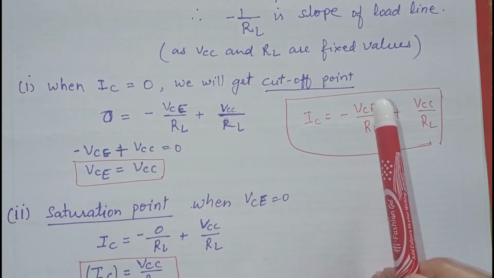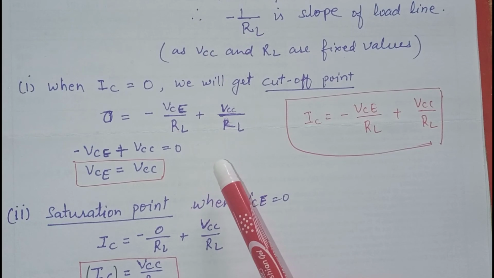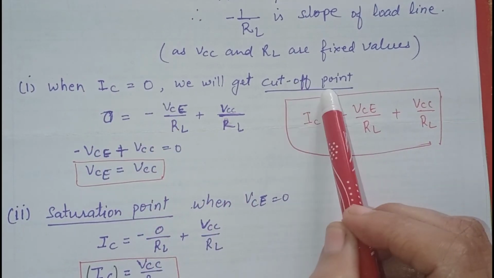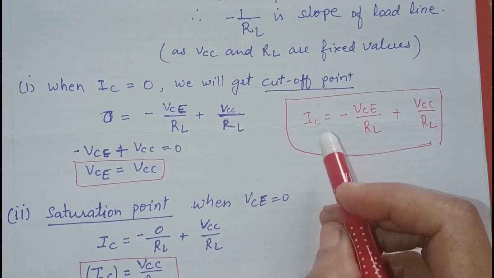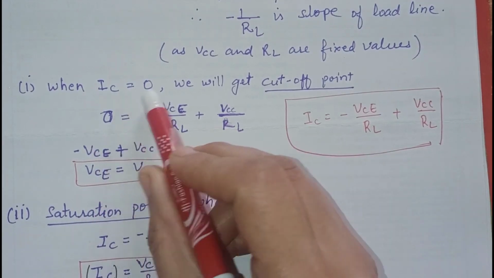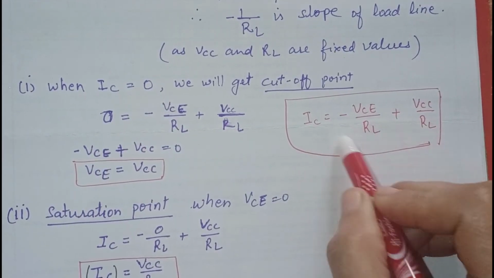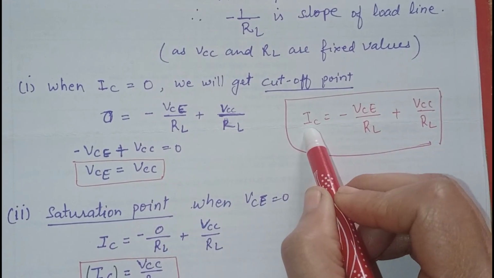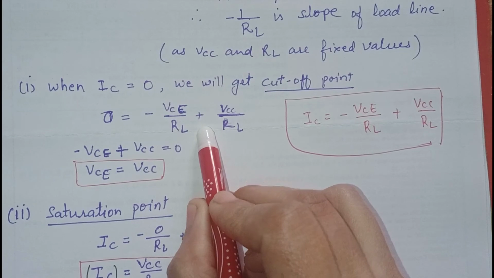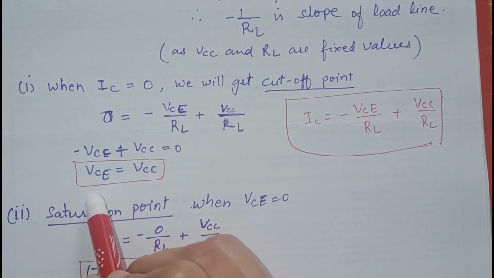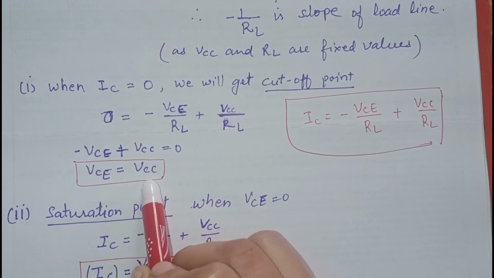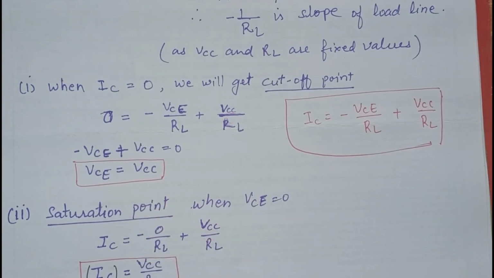Now we will find the saturation point and the cutoff point. When IC equals 0, we get the cutoff point. This is the equation of the DC load line. When we put IC equals 0, the equation becomes this one. Solving it, we get VCE equals VCC. So this is the cutoff point.